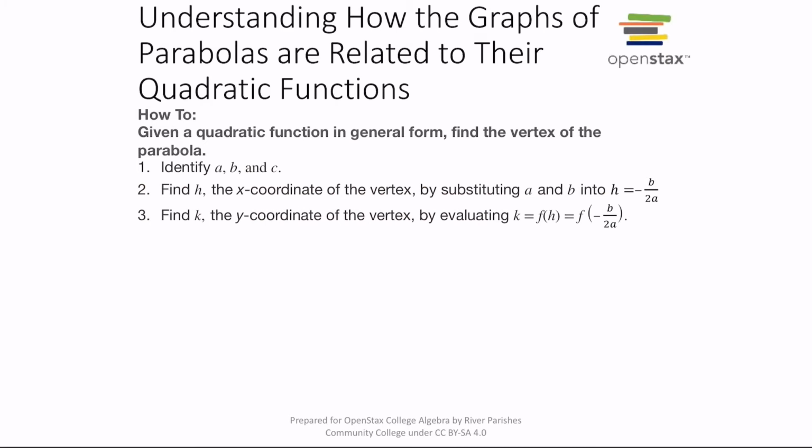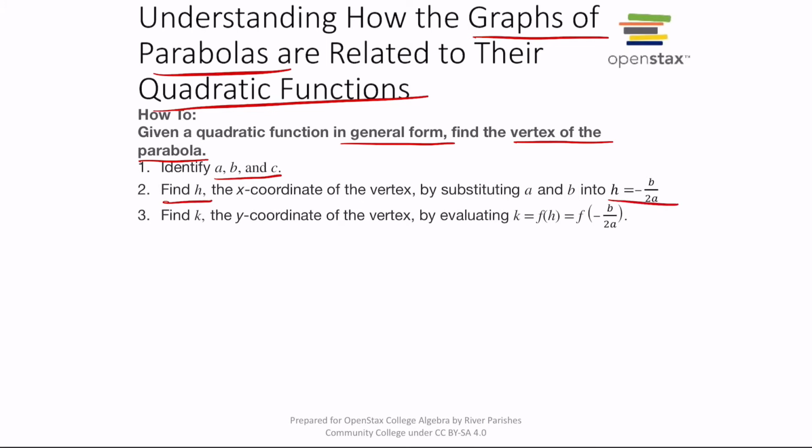Next, understanding how the graphs of the parabola are related to the quadratic functions. So let's say they have given us a function in the general form. How do you find out the vertex of the parabola? Whenever they give you the equation in the general form, identify a, b and c and find the h value from the coordinate system: h equal to -b by 2a. And for the k value, substitute the h value into the equation and find the k value.